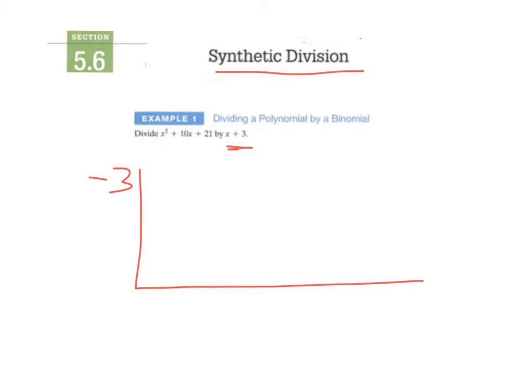Then we're going to use the numbers in front of all the x. I'm going to write x squared, x, and in a sense, x to the 0 power, or 1. So what number is in front of x squared? A 1. What number is in front of the x? A 10. And what number is in front of the x to the 0 is 21.